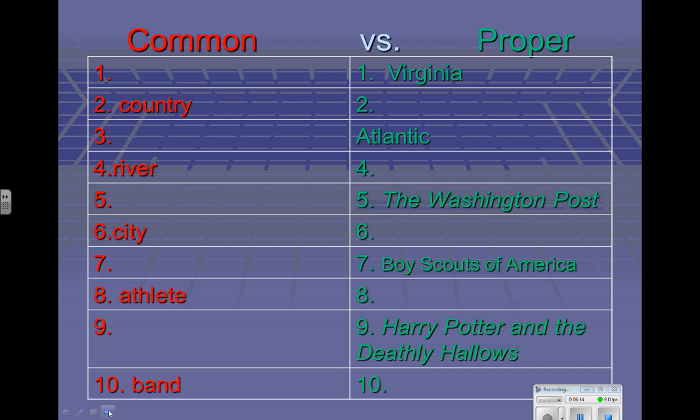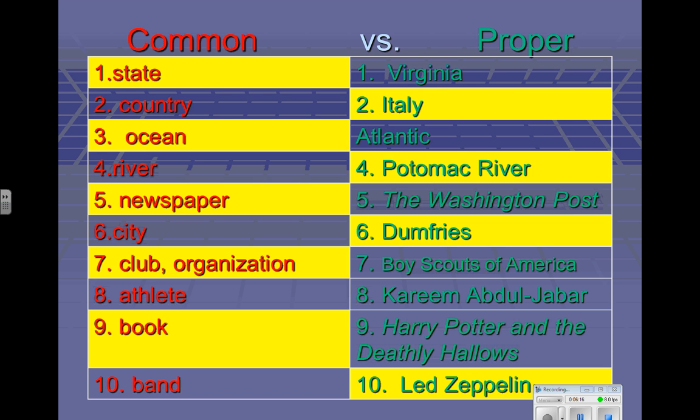Welcome back. We're ready to move on. Now your answers will vary from what I came up with, but the important thing to double check yourself on, make sure that all your nouns in the left-hand column are general and make sure that none of them are capitalized. So you can see for Virginia, I came up with state. For country, I came up with Italy. Italy is a specific country, so it is capitalized.